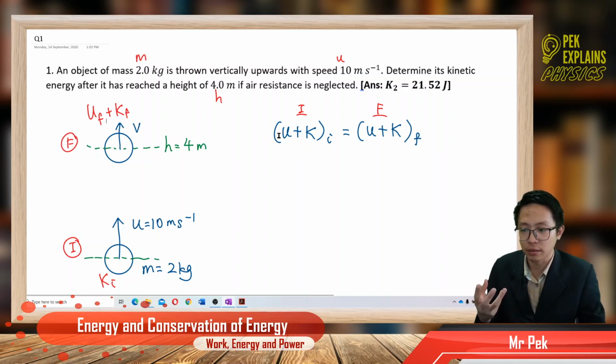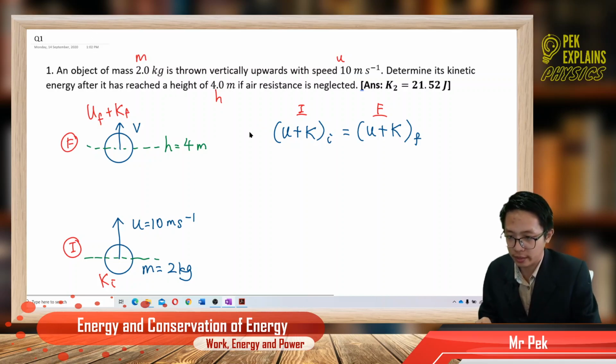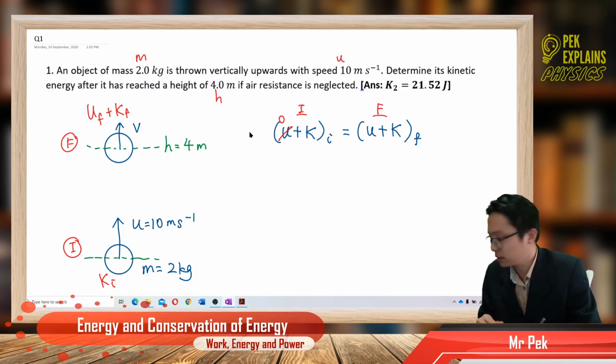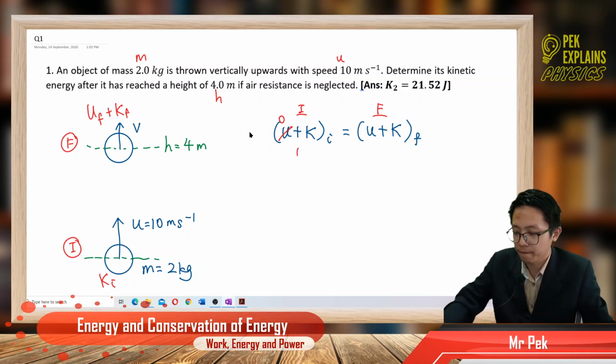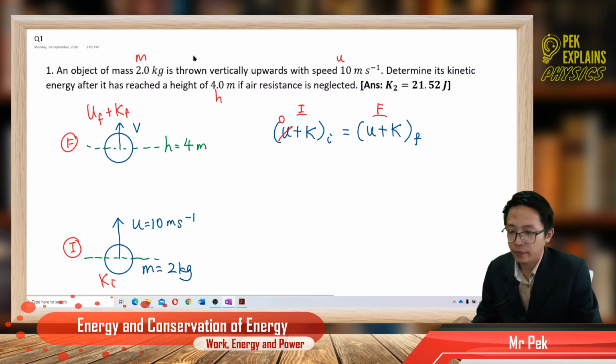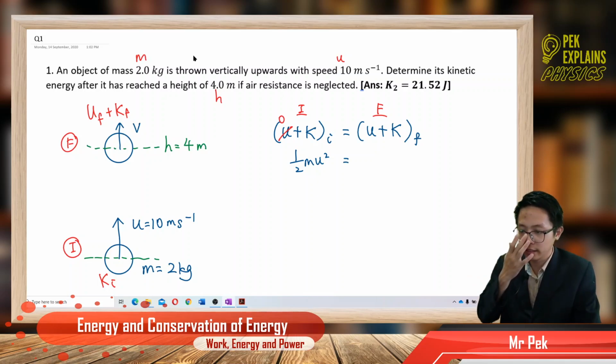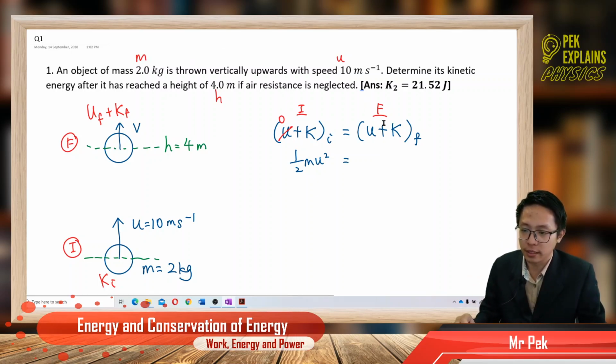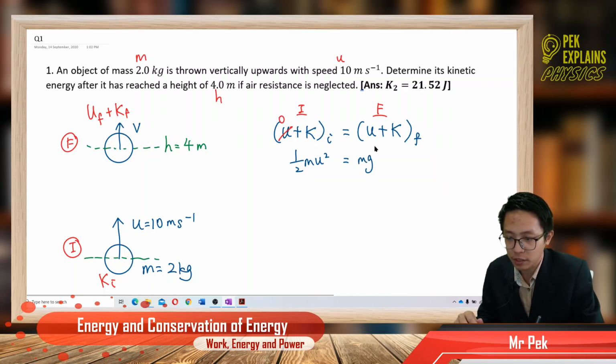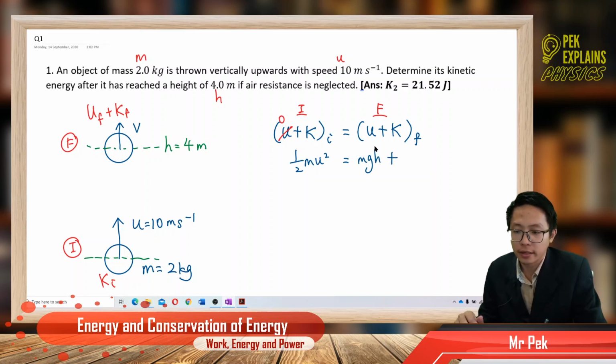Let us use the conservation of energy to solve this problem. Initially we have kinetic energy, and we don't have any potential energy, so it is 0, right? So just use the formula: half mu square, the initial kinetic energy, and finally it has potential energy and kinetic energy. That one is mgh, the gravitational potential energy, and the final kinetic energy, half mv square.